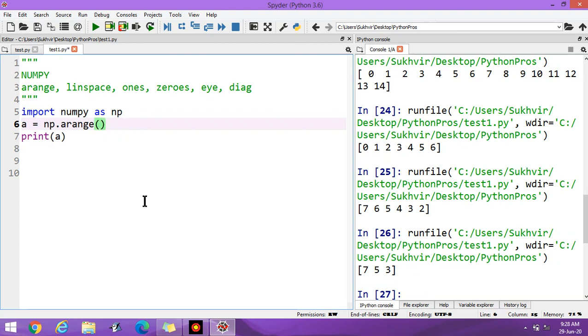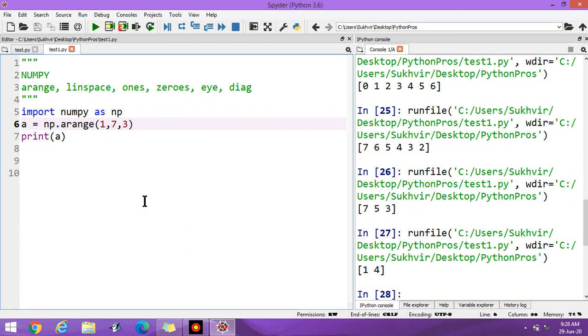If I am writing 1, 7 and 3, I can print the values accordingly: 1 and 4. If I write 17 here, I can print the values up to 16: 1, 4, 7, 10, 13 and 16. Hope you understand the content of arange. Now the second one is linspace.